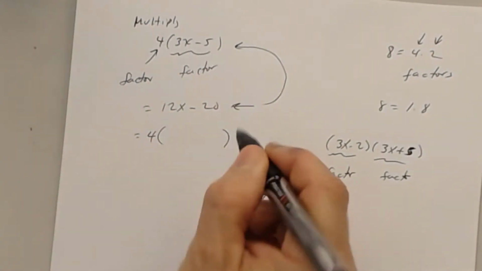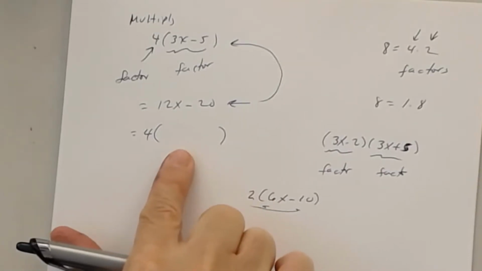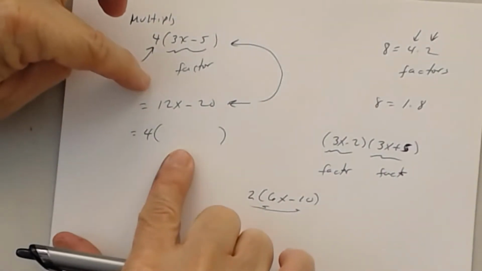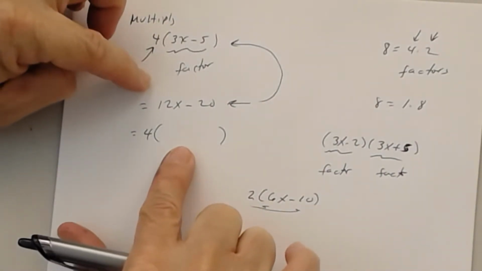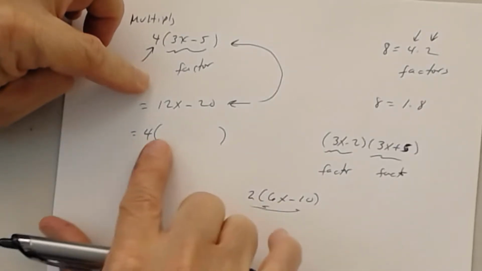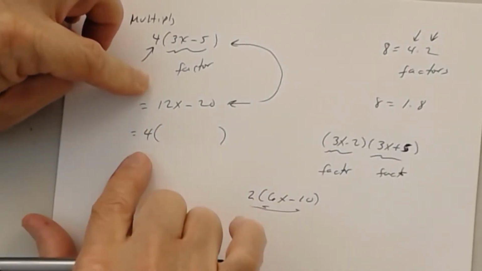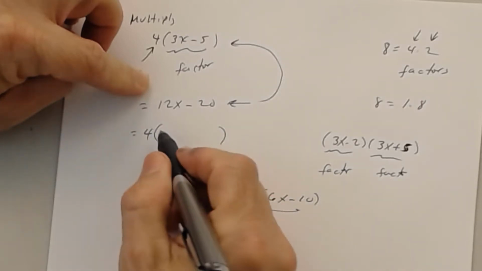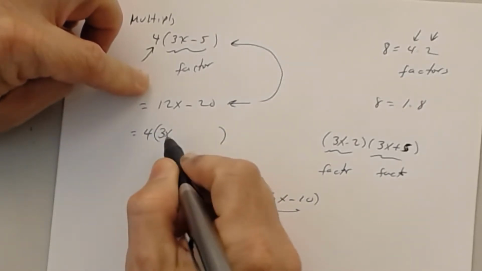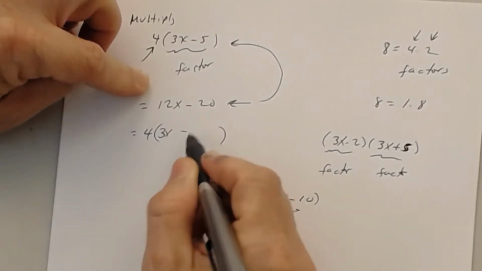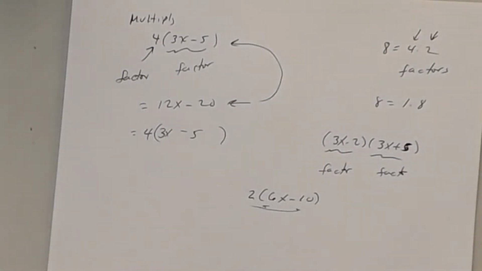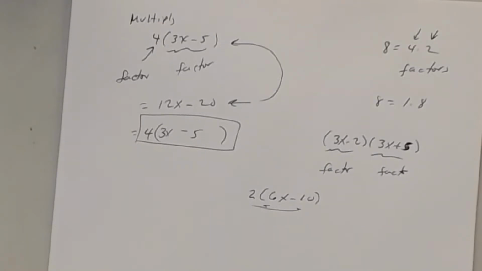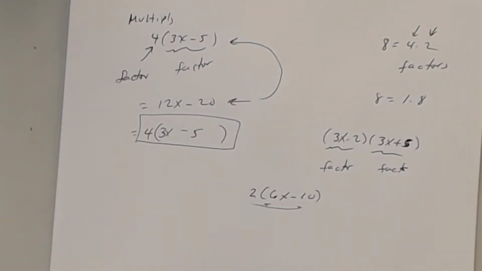So 4 times, in parentheses, whatever you need to put in there to get this back. Think of the distributive property. 4 times what is 12x? 3x. You agree? Minus 4 times what is 20? 5. So there's your answer: 4 times 3x minus 5. Okay?